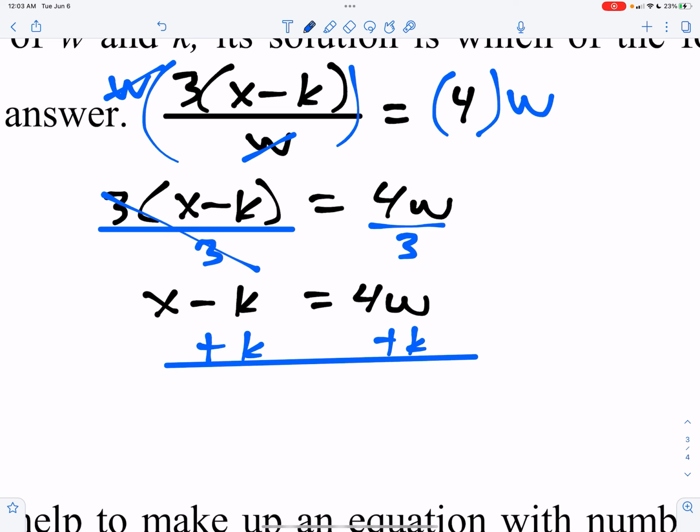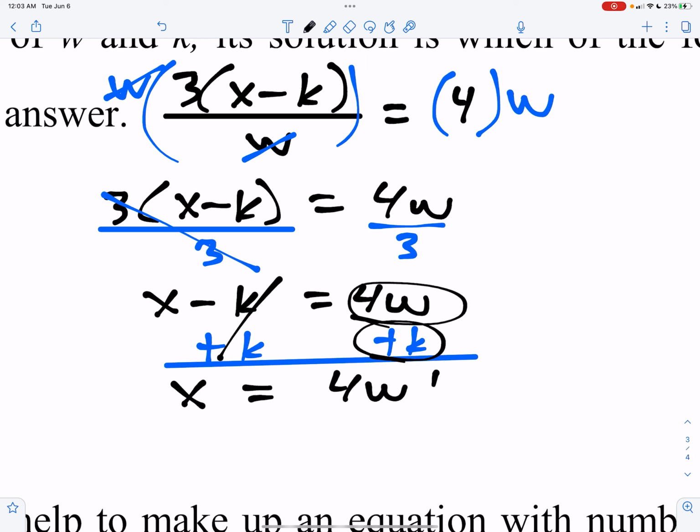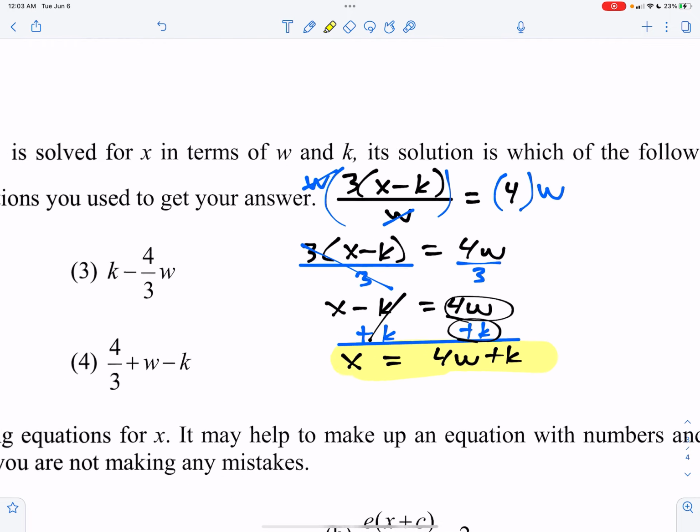Now, clearly, w and k are different things, so we can't just add them together and say it's 5. That's not true because they're different things. You don't know what they are. So we have to leave them separate. So x would equal the 4w plus the k, and that's the result we should end up getting.